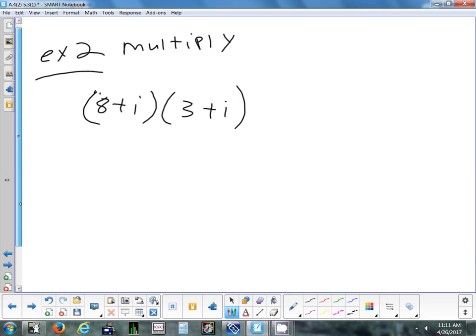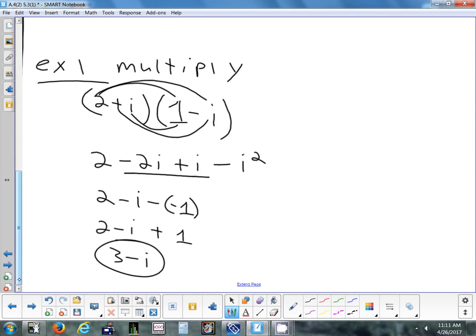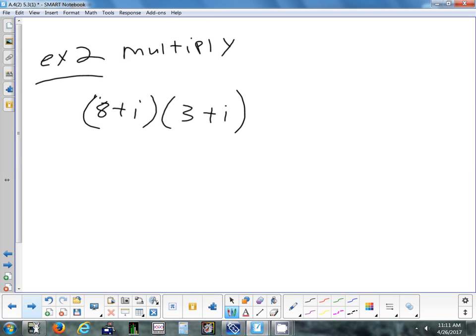Yeah, let's take a second and try that one on your own. See if you can multiply those two together. What was the answer on the last slide? The last one, I think it was 3 minus i. 3 minus i. Good? Good. All right, so try to multiply those two together: 8 plus i times 3 plus i.